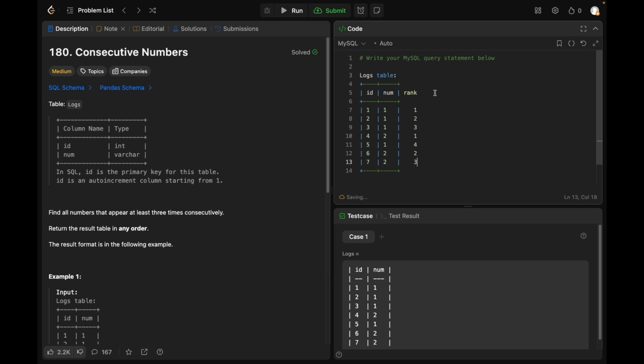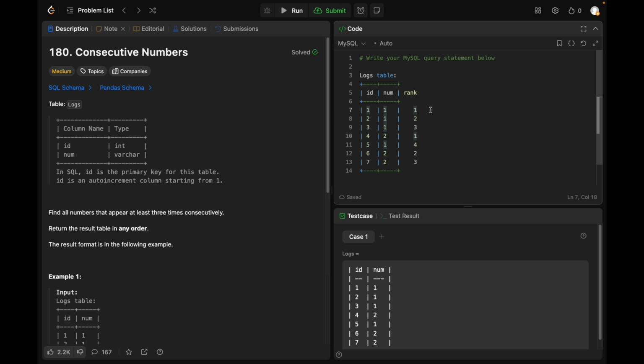First of all, how would this help? Well, this would help if we subtract the rank from the ID, assuming this is in sequential order, which it is, because over here it says it's a primary key, but it's also auto incrementing starting from 1. So, 1, 2, 3, 4.